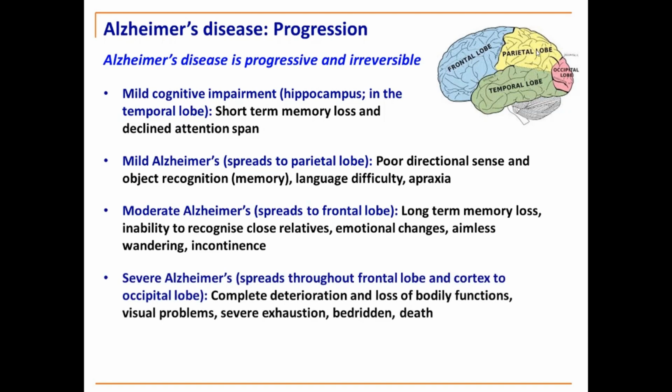And then finally, we go into severe Alzheimer's, and this is where it's spreading throughout the frontal lobe and the cerebral cortex, and all the way back to the occipital lobe, which is obviously involved in vision. And so patients at this stage are reliant on others for even the most basic activities, because you've got a complete deterioration, loss of bodily functions, visual issues, severe exhaustion. They're often bedridden, and obviously this is the point where it can eventually lead to death.